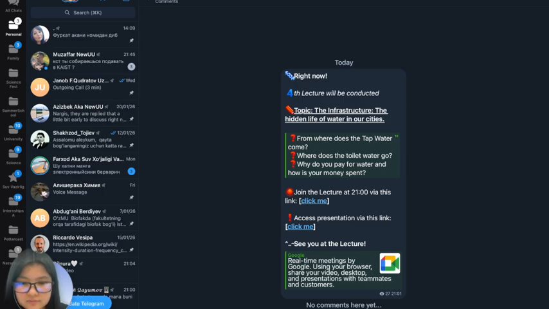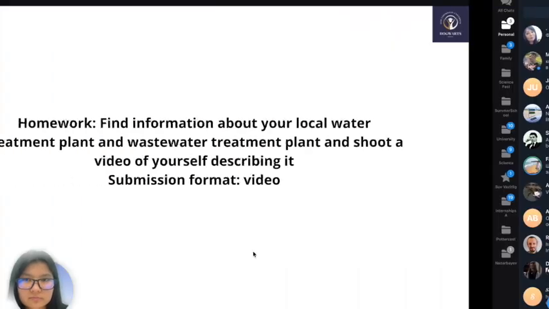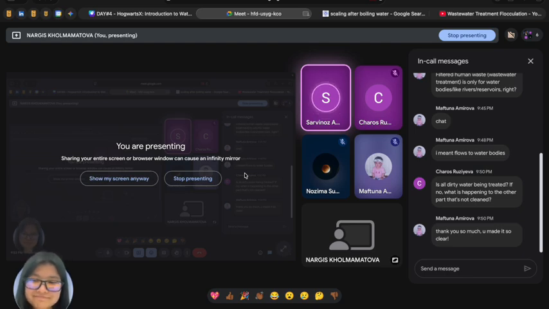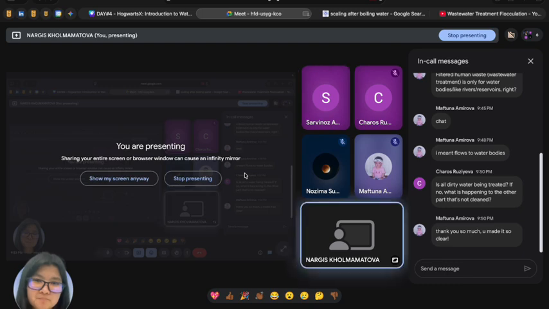Okay, thank you. I also think that we don't really have wastewater treatment plants in the regions, because I'm hearing about this in Tashkent. It's also my first time. Yes, yes.